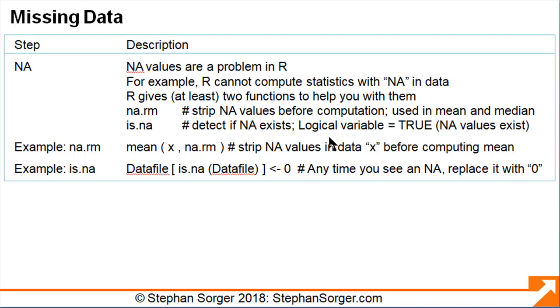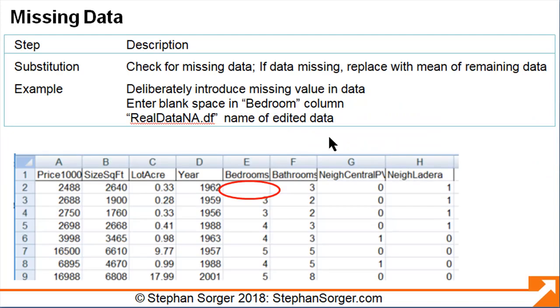As an example of na.rm, the mean function includes an optional na.rm parameter, which strips or removes any NA values in the data before computing the mean. As an example of is.na, we can write that if any data file element is an NA value, we will replace that value with 0. In the next slide, we'll show an example of what to do when we encounter missing data.